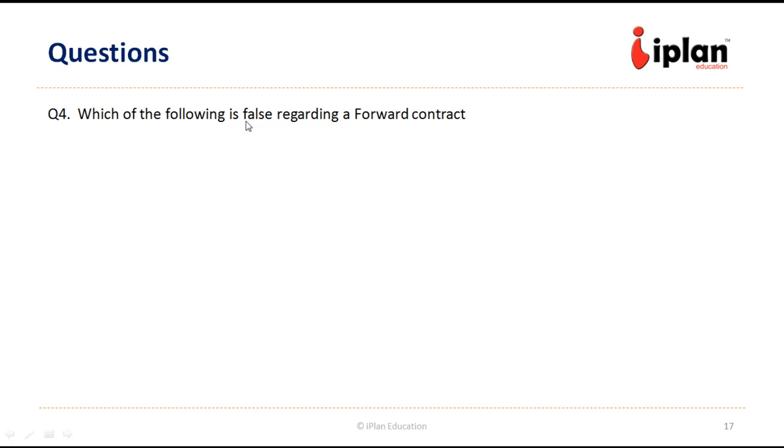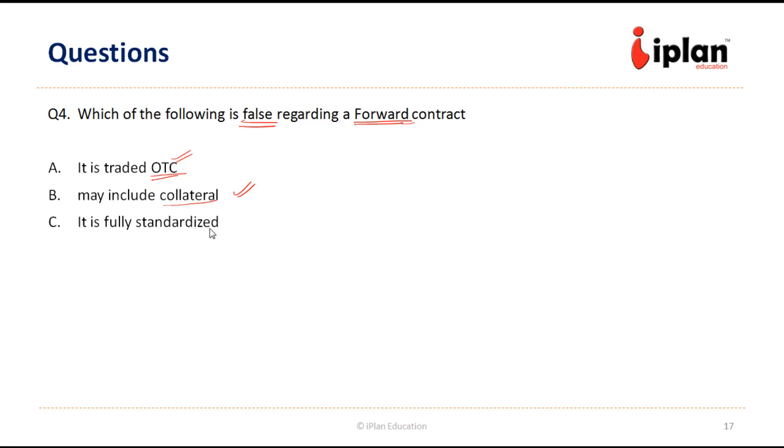It says, which of the following is false regarding a forward contract? It is traded over the counter, which is true, since the forward contract is actually traded over the counter and the futures contract is traded on the exchange. It may include collateral. This is also right. The forward contract may use collateralization in order to mitigate the credit risk.